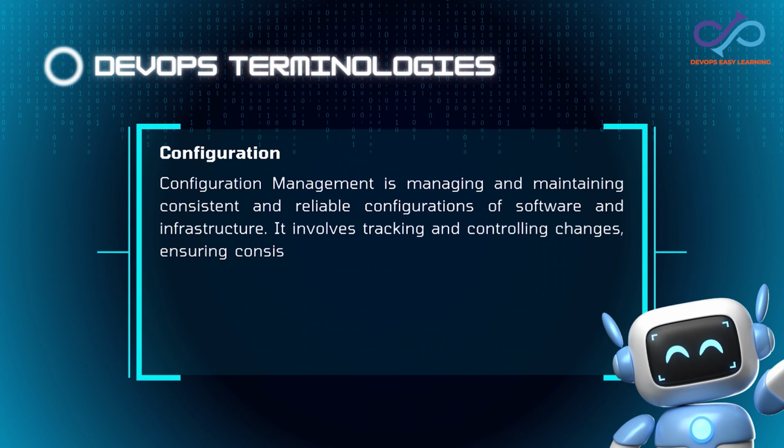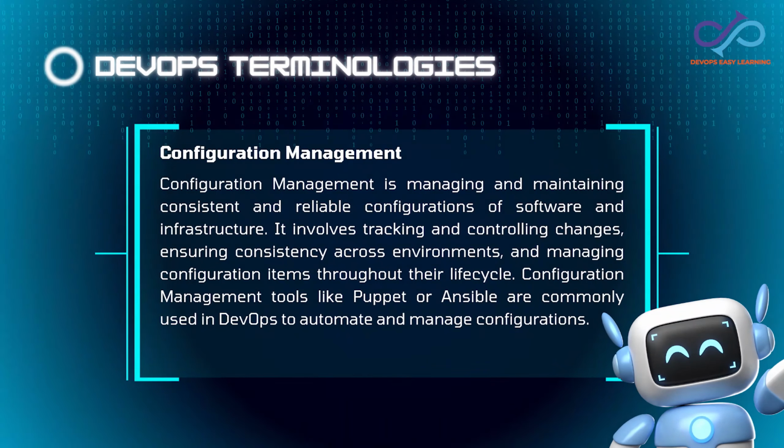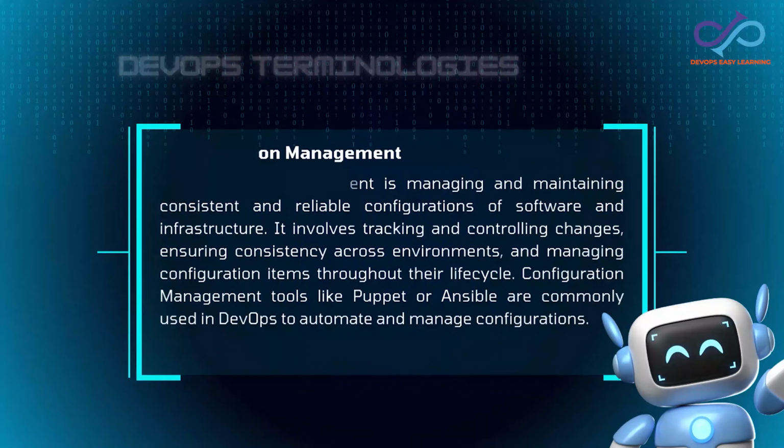Next is configuration management. Configuration management is managing and maintaining consistent and reliable configurations of software and infrastructure. It involves tracking and controlling changes, ensuring consistency across environments, and managing configuration items throughout their lifecycle. Configuration management tools like Puppet or Ansible are commonly used in DevOps to automate and manage configurations.